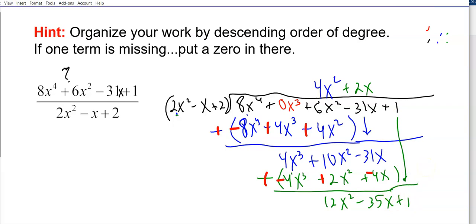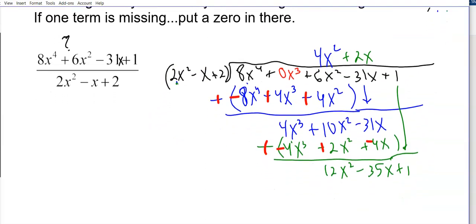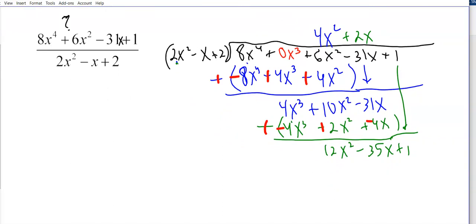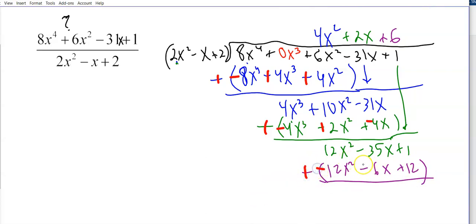Okay, getting there. Getting close. So 2x squared times what? So that would be 2 times 6. So that'd be plus 6. So that'd be 12x squared. 6 times negative x is minus 6x. And 6 times 2 is plus 12 there. So don't forget, you're going to subtract everything in that row, just like we always do. I'm going to distribute that negative.